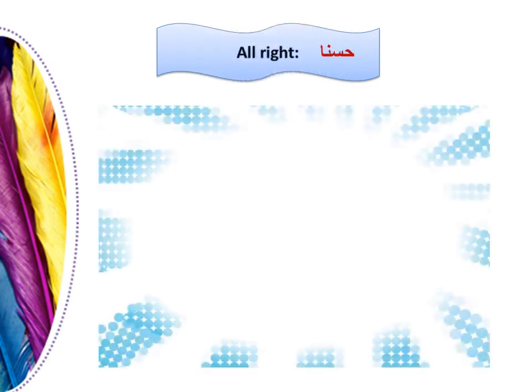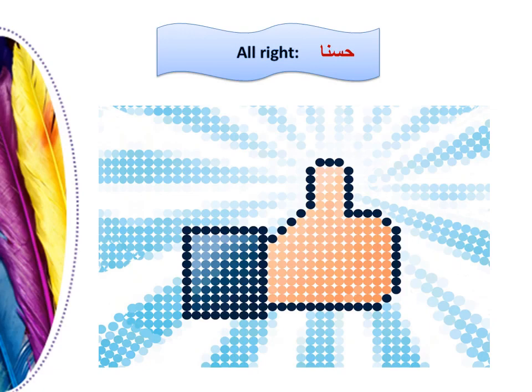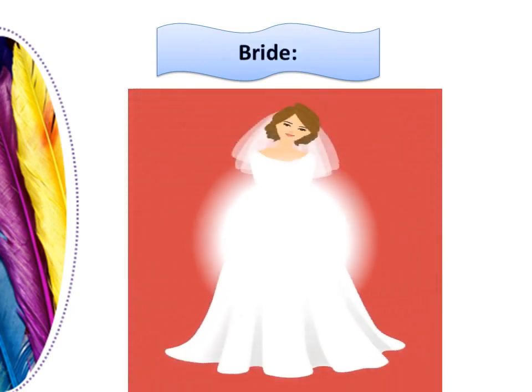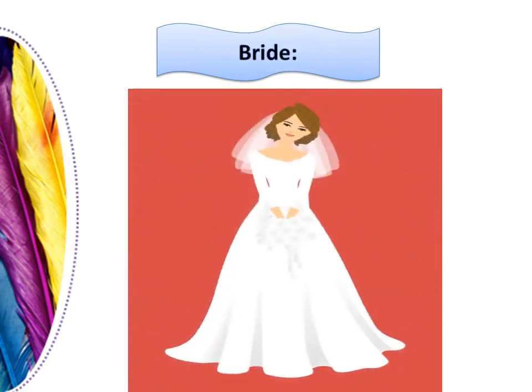Now let's discuss these words and find their meanings. The first word is alright. When you say that something is okay, something is well, you mean hasanan, alright. Next word, bride. You go to a wedding party and you see a beautiful woman who's wearing a beautiful white dress. We call her bride, arus.